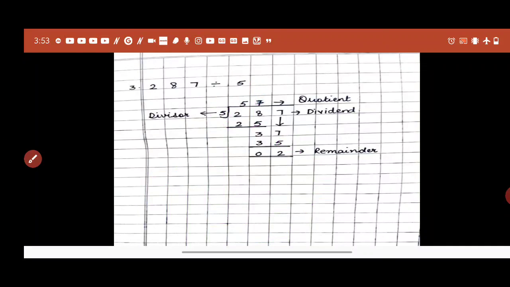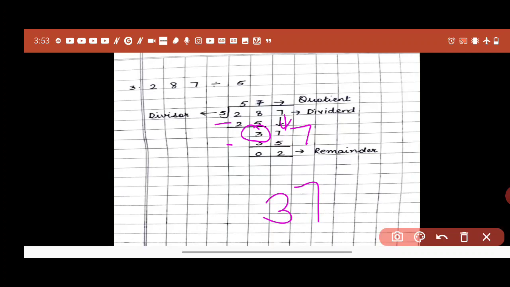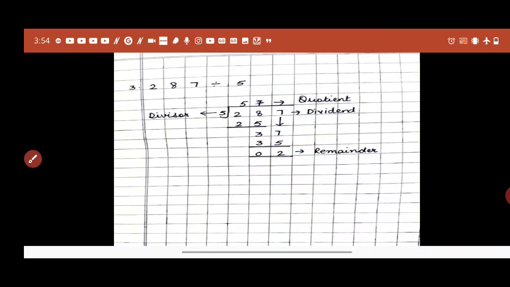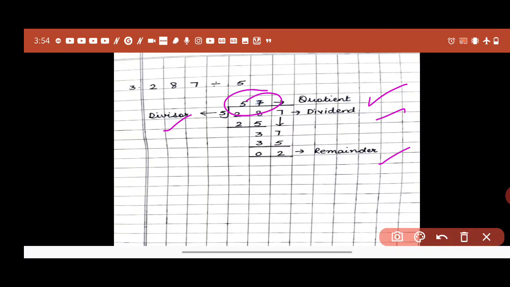Now subtract. After subtracting, we see the answer is 3. Bring down the next digit, 37 over here. Now again we have to see whether 37 comes in the table of 5 or not. No. Then which is the next smaller number? Yes, 35. 5 7s are 35. We'll write down 35 here and 7 at 10's place. Okay. Now 37 minus 35. Remainder is 2. Now you see what is the answer? 57. Write down 57 over there and also name the parts of division.